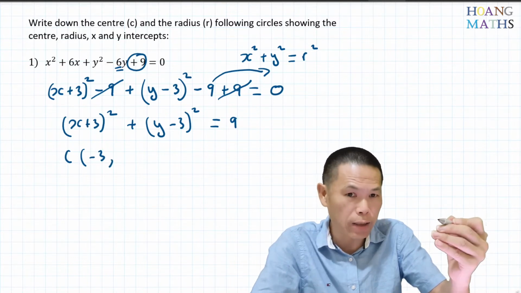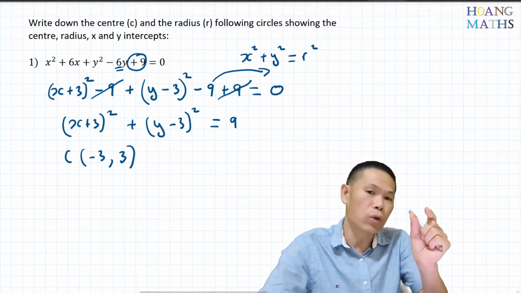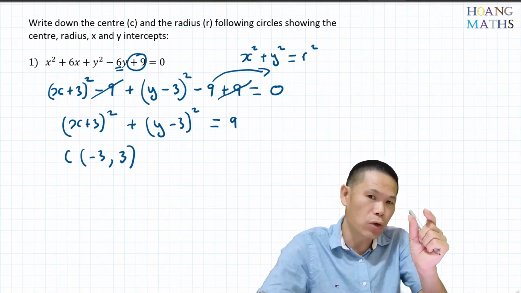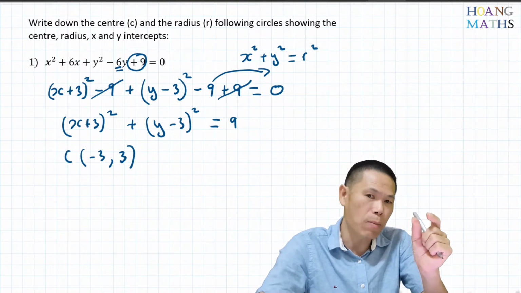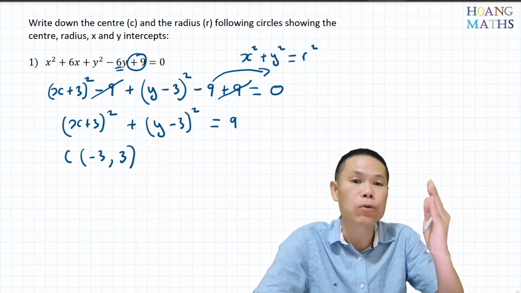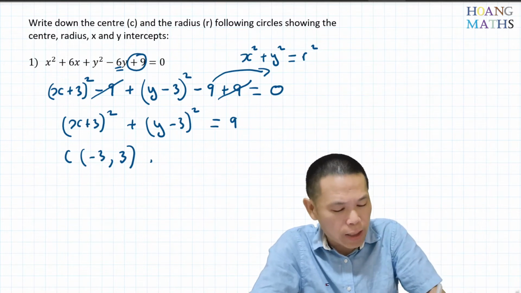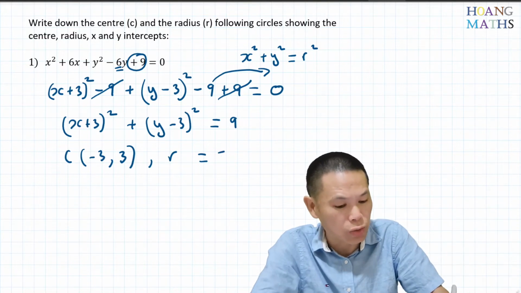And the y value is 3. Because positive 3 for x, it moved 3 units to the left. And for y minus 3 all squared, it means it moved 3 units up. So therefore the center is negative 3, 3. And the radius, of course, r squared is equal to 9. So square root 9 is 3.